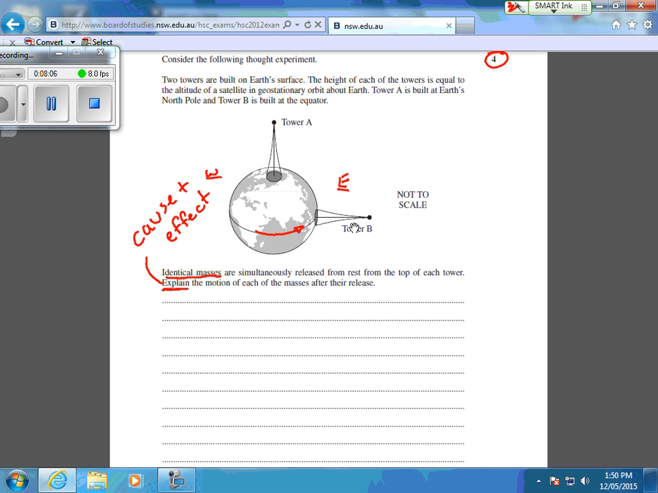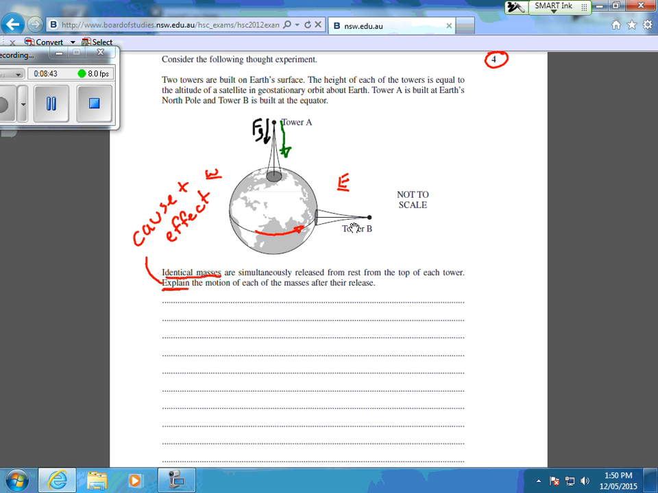Tower A. What do you believe will happen to the masses dropped from Tower A? It will fall. Which way will it fall? Towards the pole, or where it is? So you're saying it will go towards the centre of the Earth. Why do you believe that? Because there's a force of gravity which is acting downwards in that direction. Not a problem. And it's spinning on its axis, right.